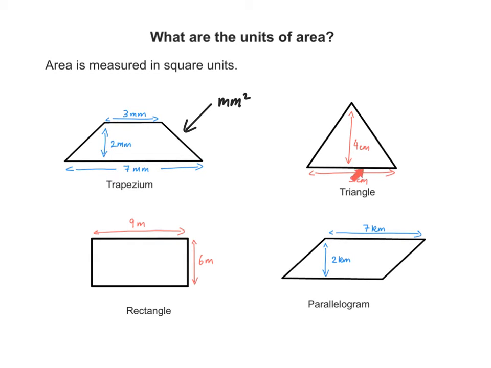For this triangle here, the dimensions are in centimeters, so the area will be in centimeters squared. For this rectangle here, the dimensions are in meters, so the area will be in meters squared. And last but not least, for this parallelogram here, the dimensions are in kilometers, so the area will be in kilometers squared. So here I've given you some examples.